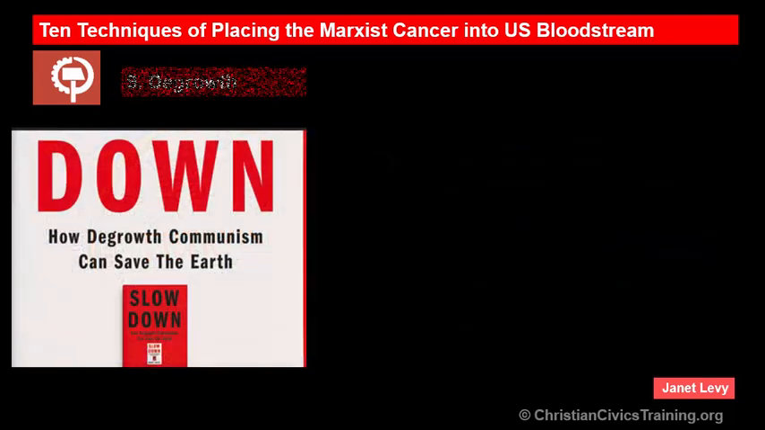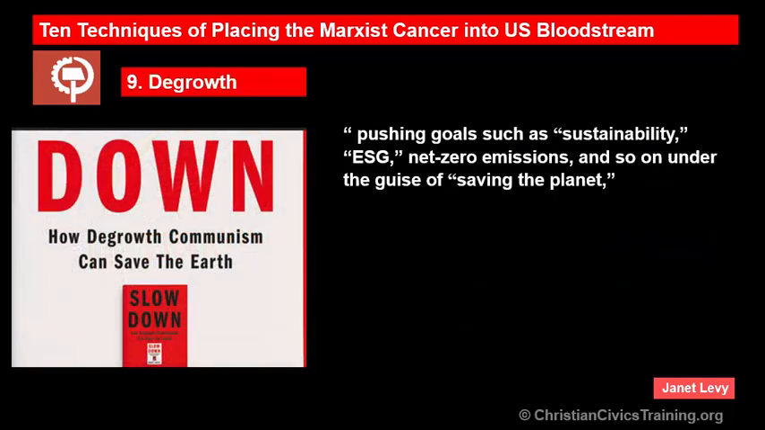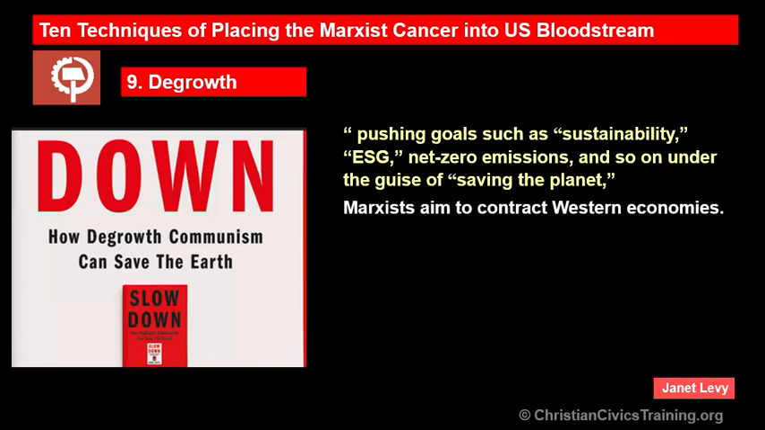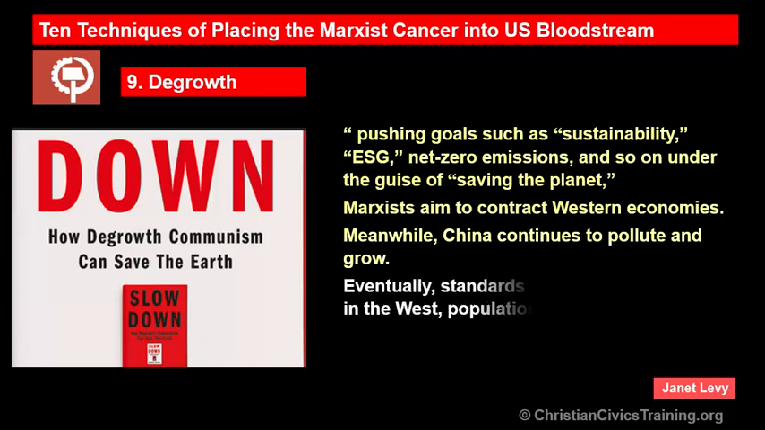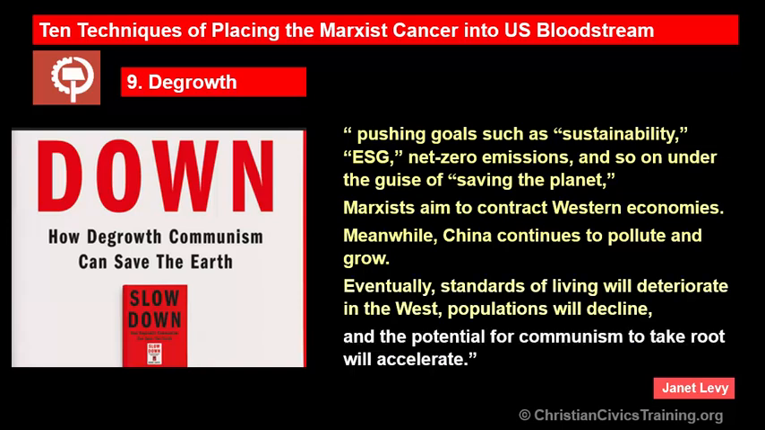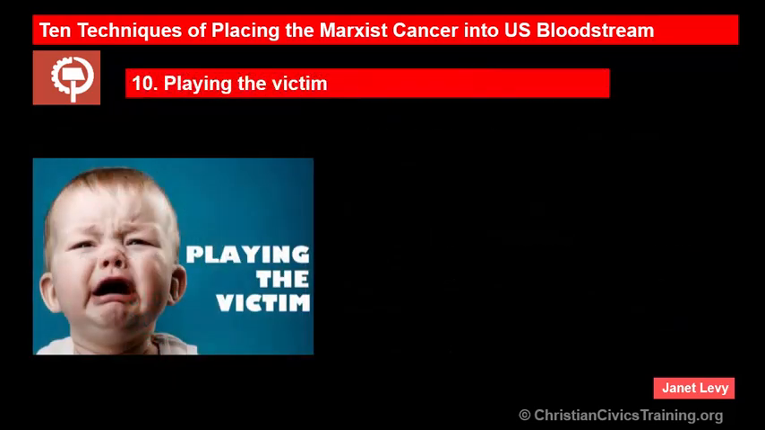Number 9. Degrowth. Pushing goals such as sustainability, ESG, net zero emissions, and so on under the guise of saving the planet. Marxists aim to contract Western economies. Meanwhile, China continues to pollute and grow. Eventually, standards of living will deteriorate in the West and populations will decline, and the potential for communism to take root will accelerate. And then lastly, playing the victim.